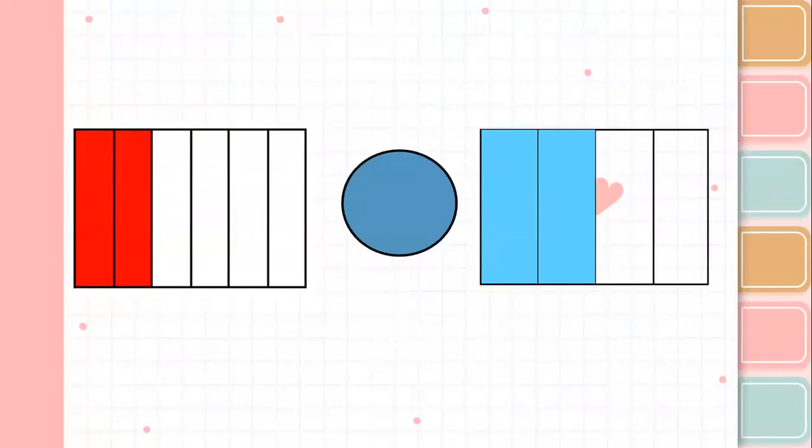Next one, greater than, lesser than, or equal? The correct answer is lesser than. 2/6 is lesser than 2/4.